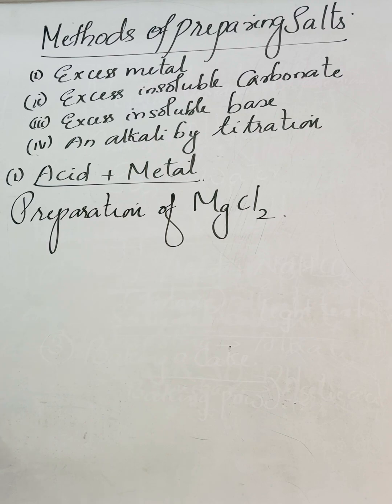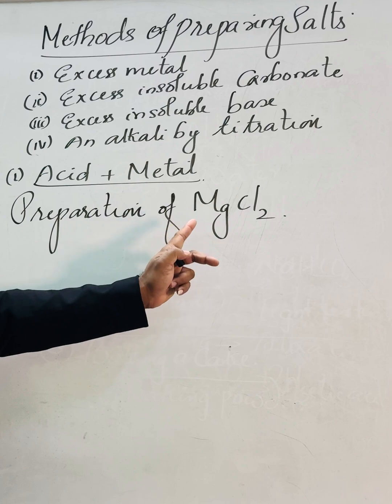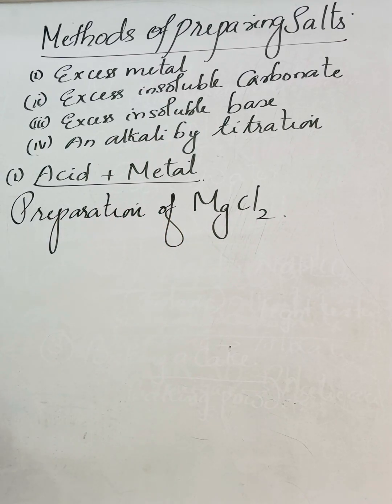Which salt are we going to prepare? Magnesium chloride. If the salt is chloride, you want to use hydrochloric acid. If the salt is sulfate, you want to use sulfuric acid. If the salt is nitrate, you want to use nitric acid. So here I am going to prepare magnesium chloride. For the preparation of magnesium chloride, what are you going to use?